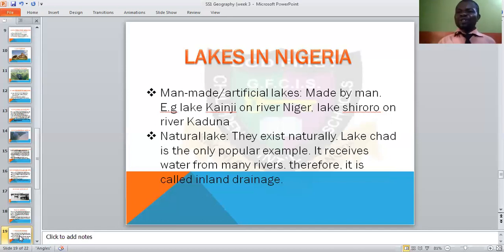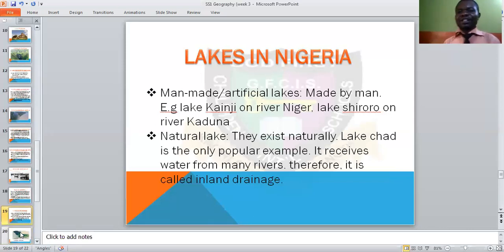Then we have the natural lake. The only existing one in Nigeria is Lake Chad. It is the only popular example. This Lake Chad receives water from many rivers, like I told you, we call them minor rivers. Therefore, it is called inland drainage because the lake receives water from many other rivers. So Lake Chad is called inland drainage. That is the other name for it.